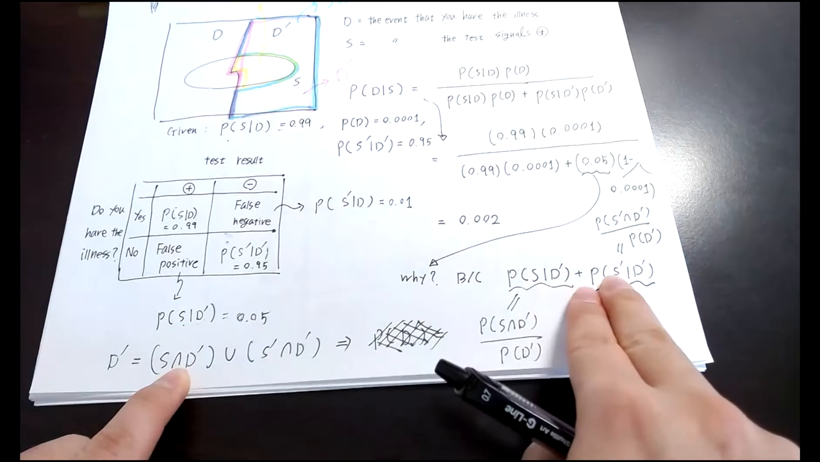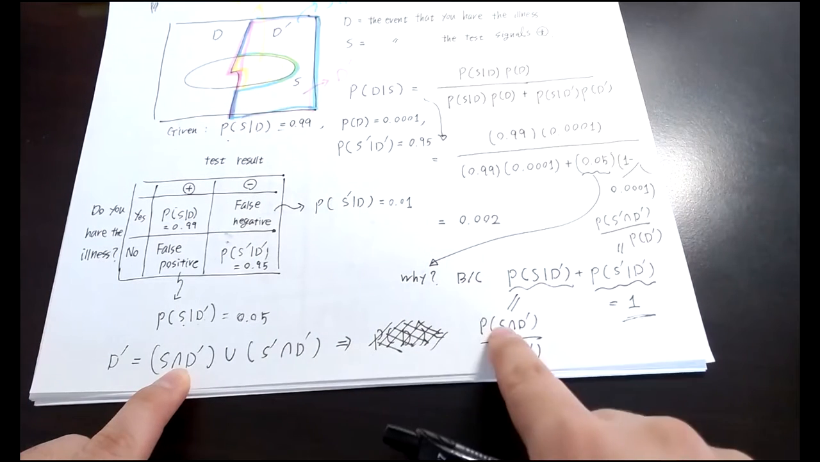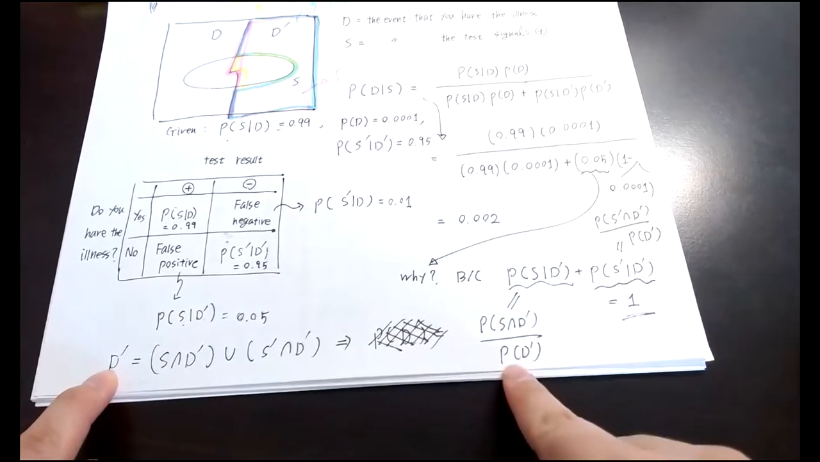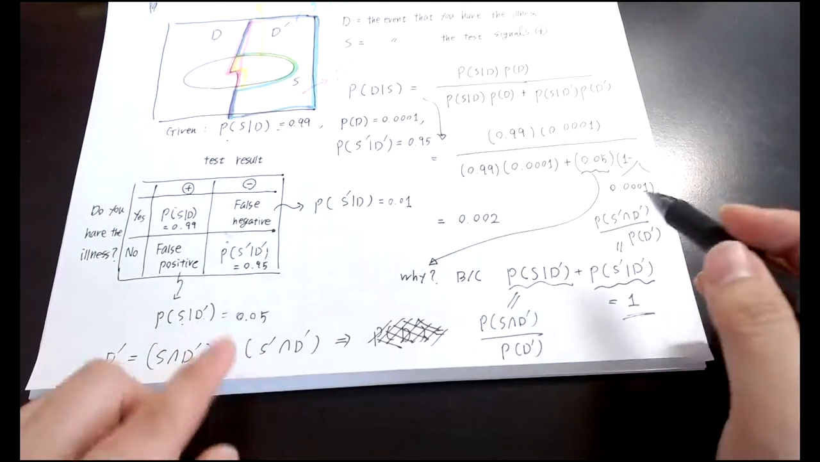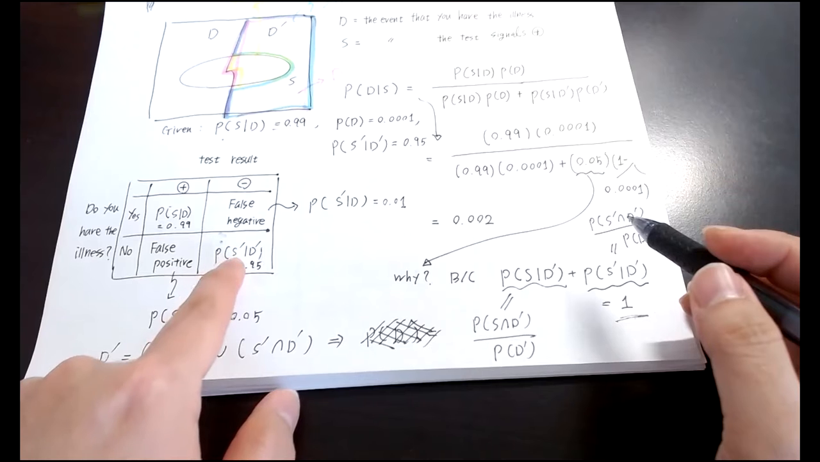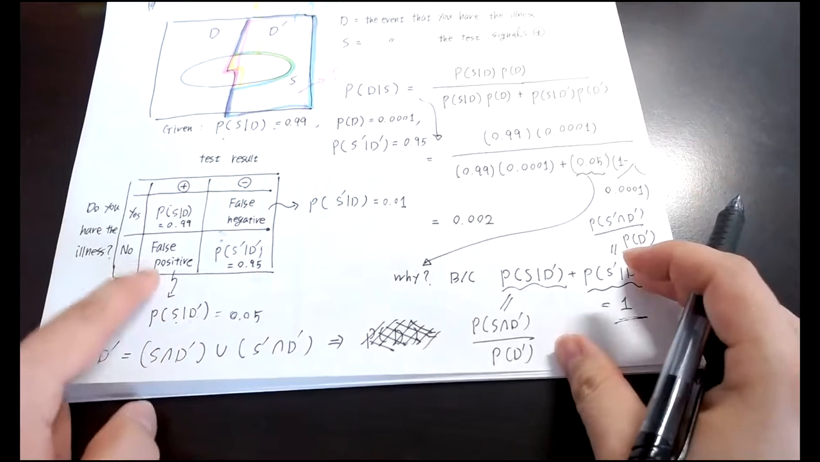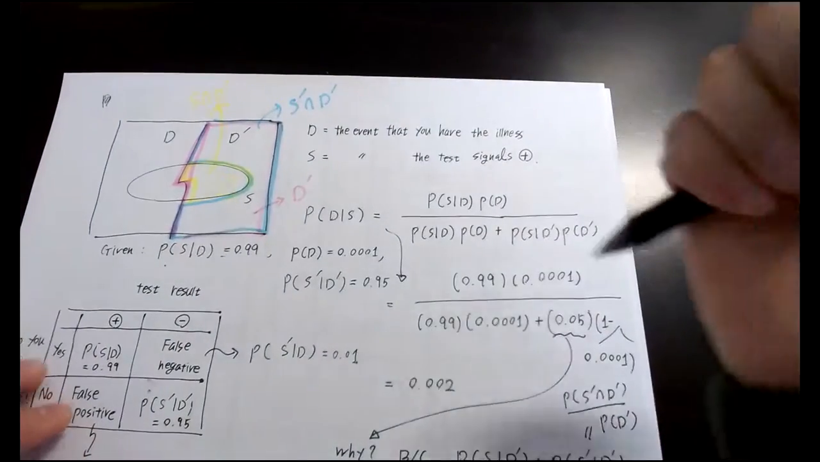Adding these two, this one plus that numerator, is equal to what? P of d prime over P of d prime, which is 1. So the problem says that P of S prime bar d prime equals 0.95, so that must be 0.05. Okay. Now, back to here.